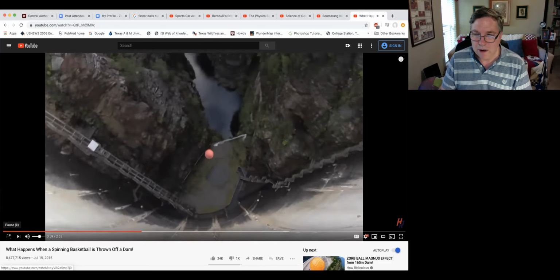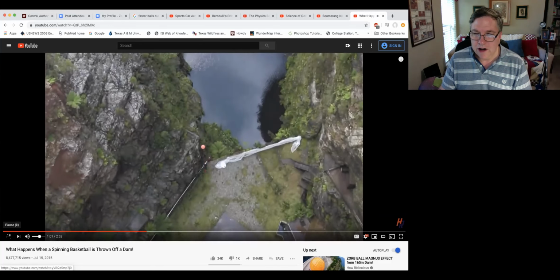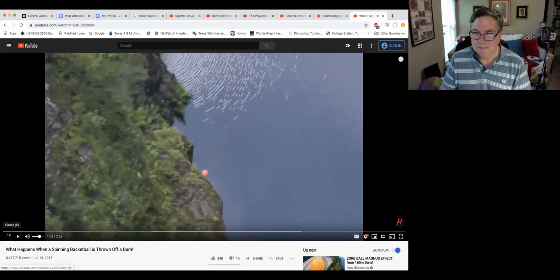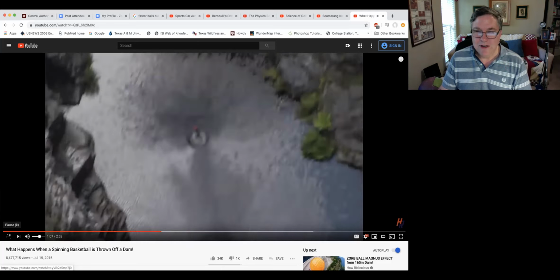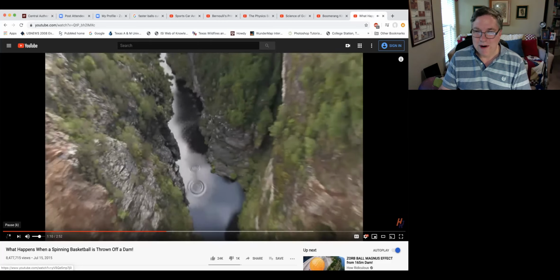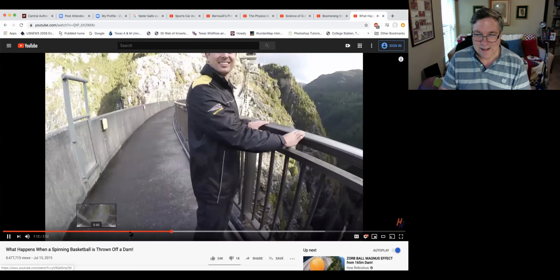Now backspin, not much yet. There it goes. Go. Almost going sideways by the time it hit the water. Get back in the water, dude.